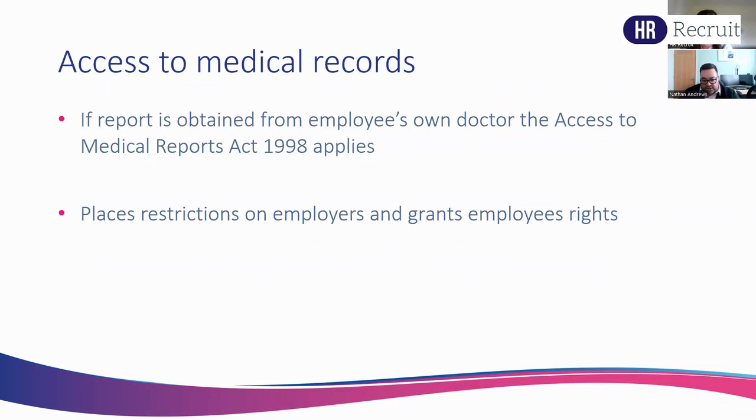So I've briefly touched on the last slide around access to medical records. Employees do have rights. I'm sure you already know this, but employees do have rights under the Access to Medical Reports Act, which was written in 1988. Essentially those rights are to be informed about their rights under the Act itself, to decline to give their consent to a report being prepared, to ask the doctor for a copy of the report before it's issued to you, to ask the doctor to amend the report if in the employee's opinion it is inaccurate or misleading, and also the right to refuse to allow the report to be released to their manager.